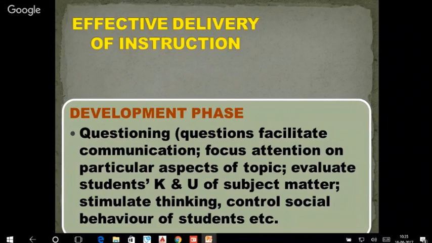Questioning facilitates communication. Questioning focus attention of the student to some particular aspects of the topic, and you can also evaluate students' understanding of knowledge and understanding of the subject matter. Questioning also stimulate thinking. जब आप क्वेश्चन पूछते हो, the student will be able to think. You can also control the social behavior of the student. जैसे मान लीजिए कोई स्टूडेंट इनडिसिप्लिन क्रिएट करता है, यू कैन आस्क वन, यस कैन यू टेल मी, यानी पर्पस इज टू ड्रॉ हिज अटेंशन. ओके, so to control the undesirable behavior of the student, you can ask one or two questions.